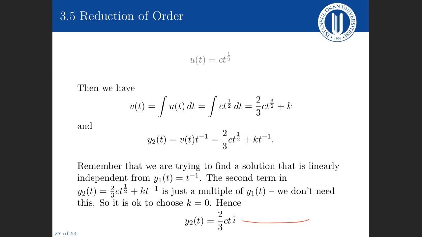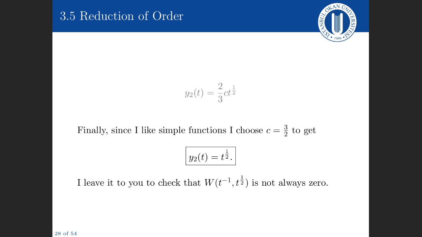So that makes it a little bit easier: 2/3 c t to the power of a half. And this should work for any non-zero c. We can't choose c is equal to 0 because then we'll just get y2 is equal to 0, and that's not really independent from y1. But any number c other than 0 would be okay. And I like easy numbers, I like easy functions. So just to make this nice and easy, I'm going to choose c is equal to 3 over 2. Then we have the nice easy function t to the power of a half.